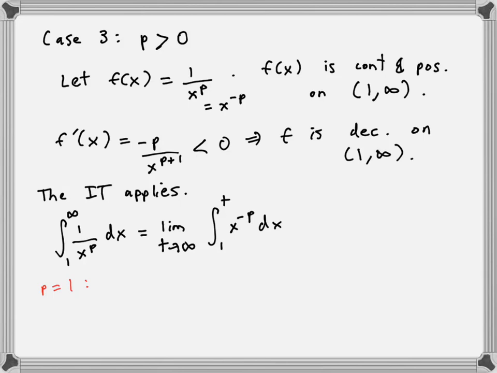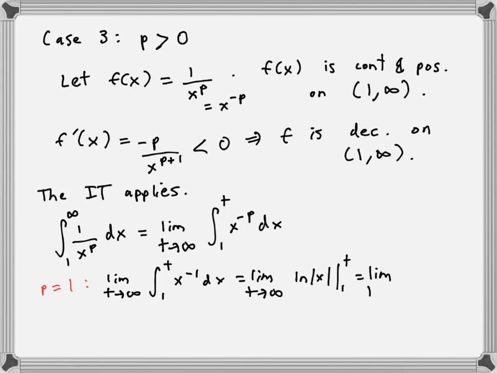This means that we're doing the limit as t goes to infinity of the integral from 1 to t of x to the -1 dx, which is equal to the limit as t goes to infinity of, what's the antiderivative of x to the -1? It's ln of x, right? So it's ln of x going from 1 to t. This is equal to the limit as t goes to infinity of ln of t minus ln of 1, which is 0, which is just infinity. So this means it diverges, right?